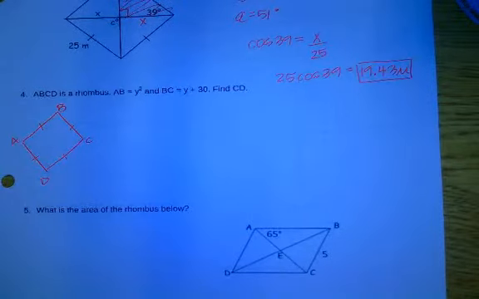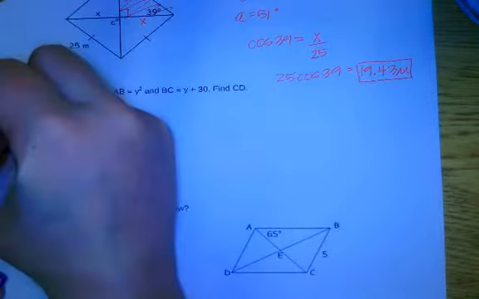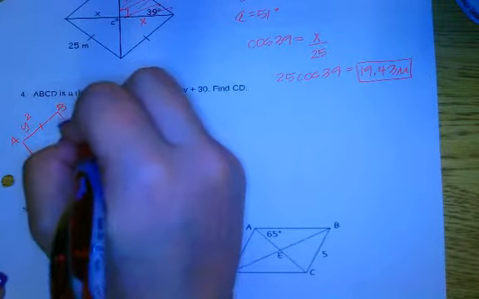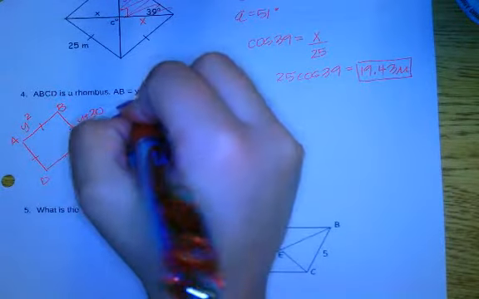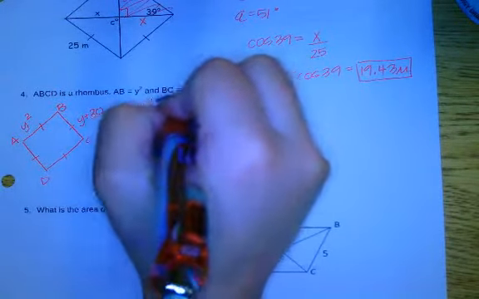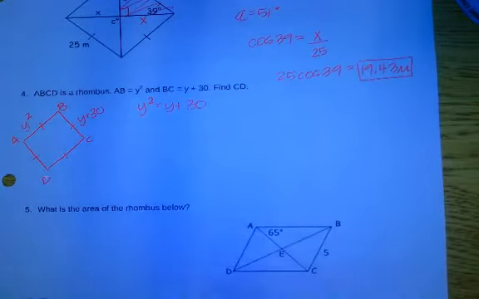AB is y squared. BC is y plus 30. Find CD. What do we know? All your sides are congruent. So y squared equals y plus 30. Y squared also equals DC and AD.